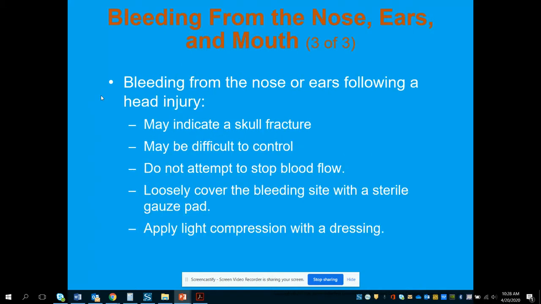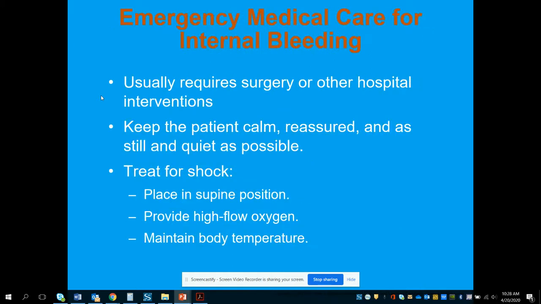Okay. So we don't want to pack anything into the nose or to the ears. You could loosely cover the bleeding site with sterile gauze. We could do the halo test if we are concerned about potential for cerebrospinal fluid being there, but don't pack anything in there or hold too much pressure because we don't want it to cause additional injuries.